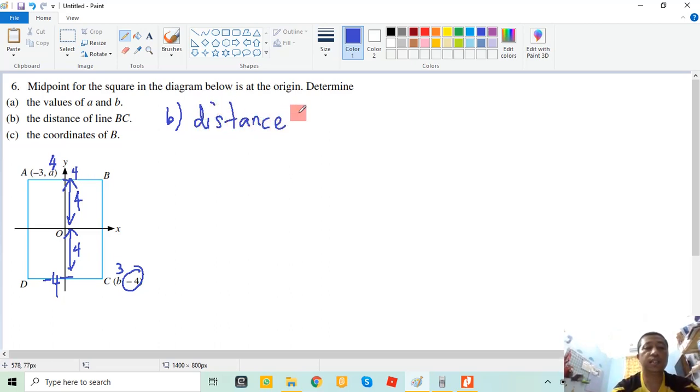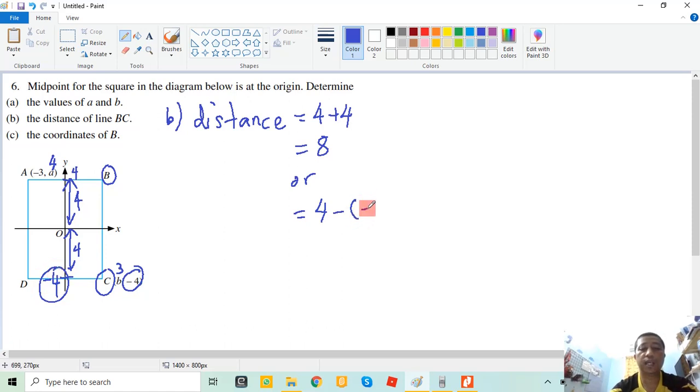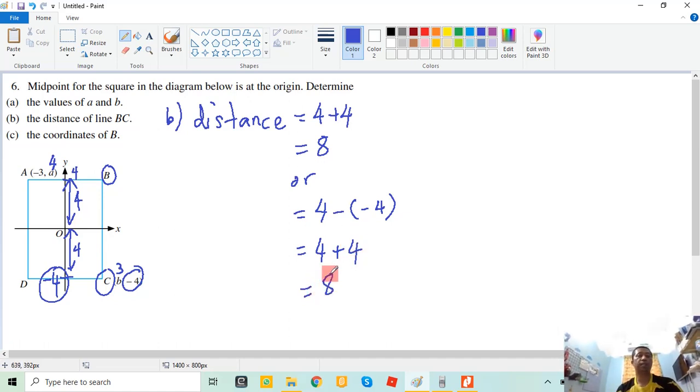We can write like that. Distance equal to 4 plus 4 equal to 8. Or we also can write this one. The y for point B is 4. We can write 4 minus, and then for C, y is negative 4. So we can write as negative 4. So 4 plus 4 also same thing. You get 8.